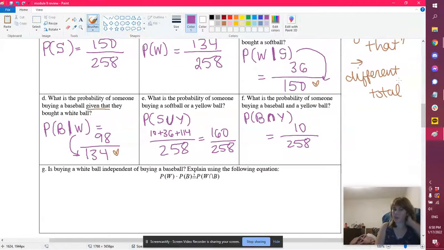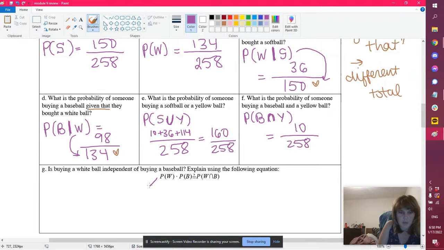And now we want to check, is buying a white ball independent of buying a baseball? We're going to explain using the following equation. If it turns out that the probability of buying a white ball times the probability of buying a baseball is equal to the probability of buying a white and baseball, then they're independent. If it's not, then they're dependent. So let's check it out.